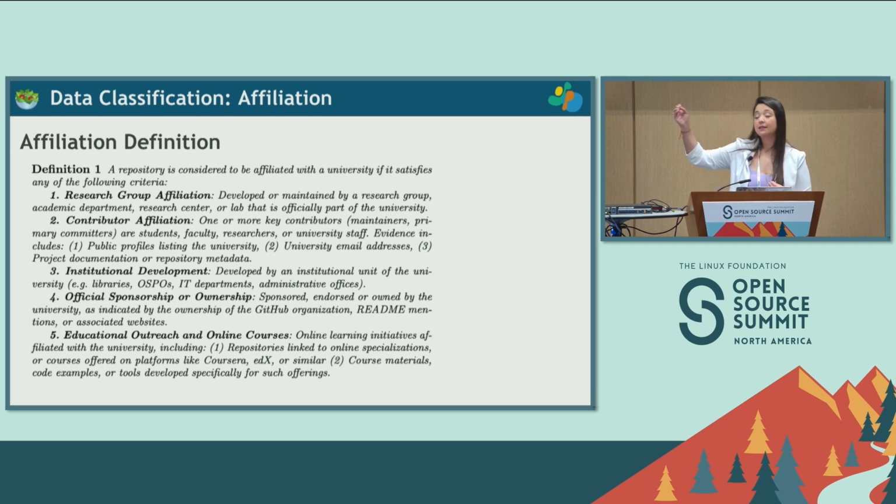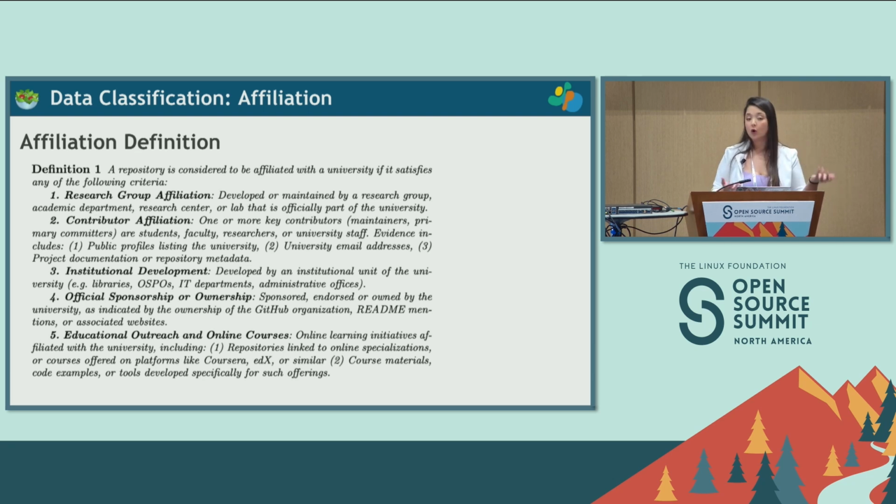So this definition covers 5 main things regarding affiliation. The first is research group affiliation, so things that have been developed by research groups at the university. Contributor affiliation means it is not necessarily owned by the university, but there are contributors that are part of the university that are submitting pull requests or commits into other repositories. Institutional development. So I found a lot of repositories that are, for example, built by the library at the university or the open source program office at the university.